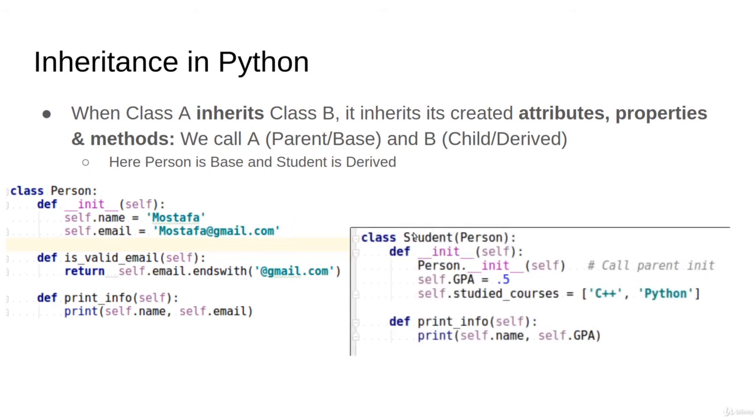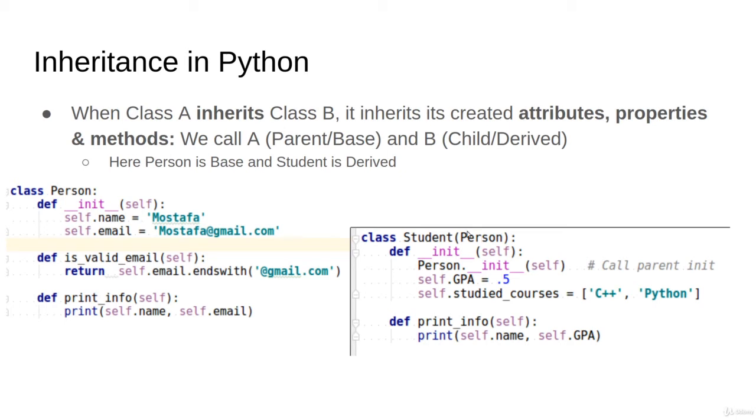I am creating a class student, but there is something new in the syntax. Instead of putting colon directly, we open these two parentheses and put the class name here, person. Now what does this mean? It means that the class student inherits the properties and the attributes and the methods of the person class. It is part of him. They can use it, they can see it.